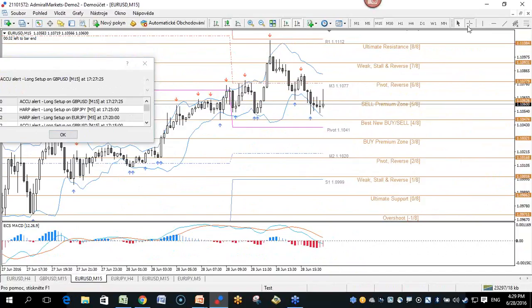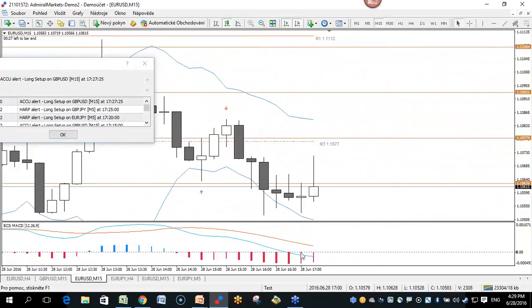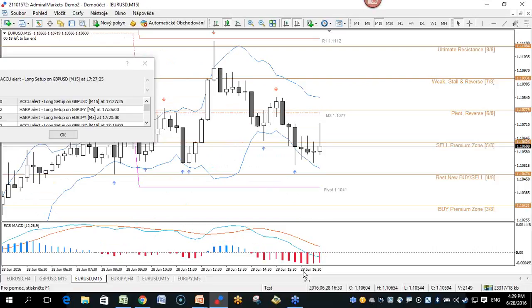In fact, this setup is invalidated. Excuse me. I just noticed because we always have to keep an eye on these two lines. They should be above that zero line, and they're not. So this is one of those filters you want to keep an eye on. Those two lines on the Accu, right? And we don't have that.